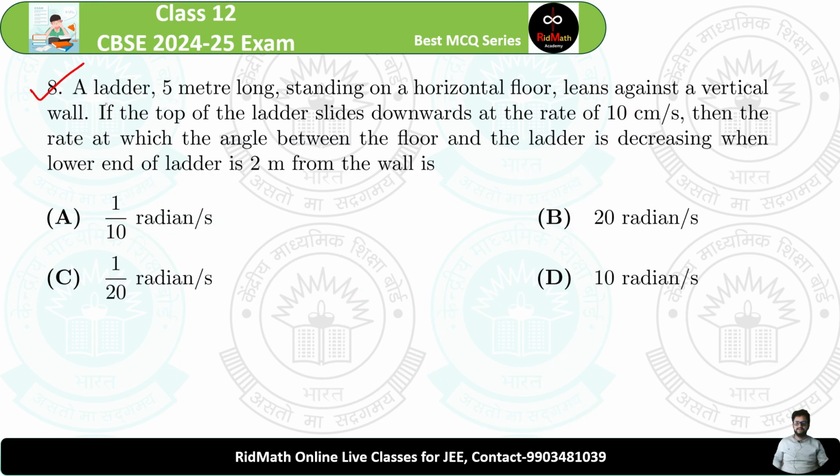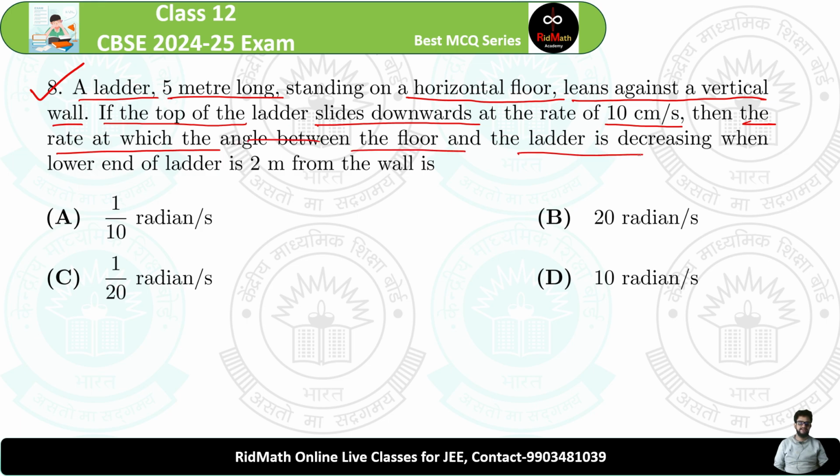Question number 8. A ladder 5 meter long standing on a horizontal floor leans against a vertical wall. If the top of the ladder slides downwards at the rate of 10 cm per second, then the rate at which the angle between the floor and the ladder is decreasing when lower end of the ladder is 2 meter from the wall. So what is it saying?